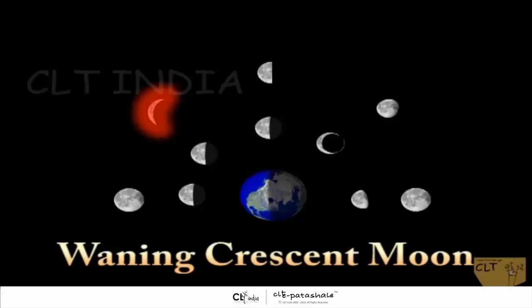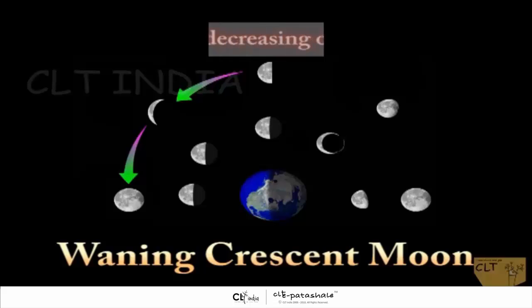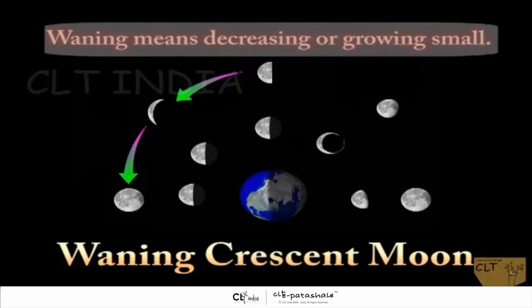Waning crescent moon. This moon can be seen after the last quarter moon and before the new moon. The crescent will grow smaller and smaller every day until the moon looks like the new moon. Remember, waning, what does it mean? It means decreasing or growing smaller.